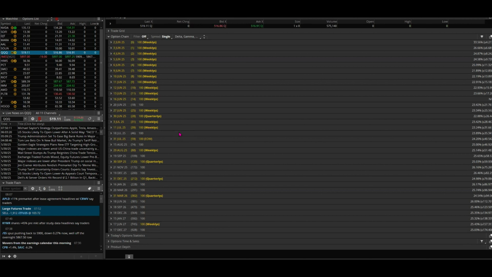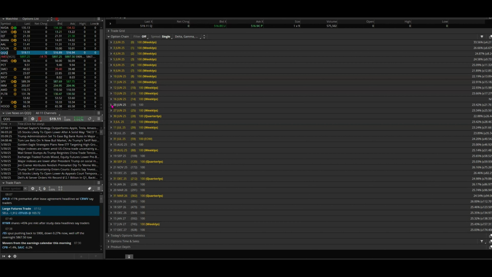Once again, it is pre-market, so the numbers won't be exact, but we're just looking at how this appears. Over here, I do have QQQ picked, and I can go to the expiration dates, which are all listed here. You've got your dailies, right? And then Fridays are going to be your weeklies. And then these here are going to be your normal monthlies.